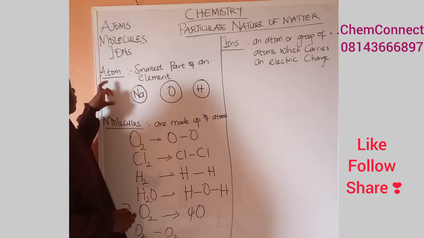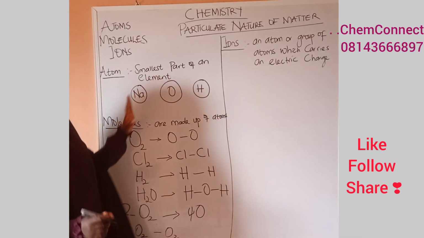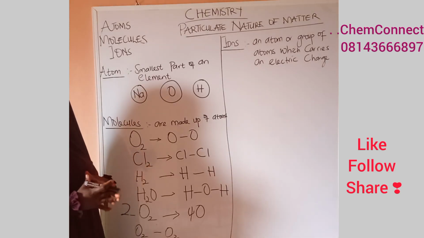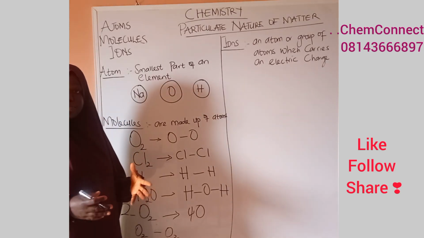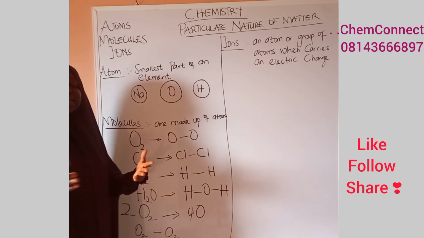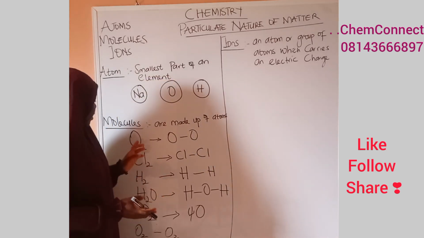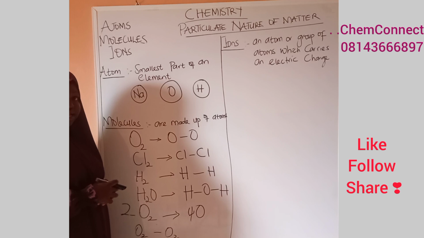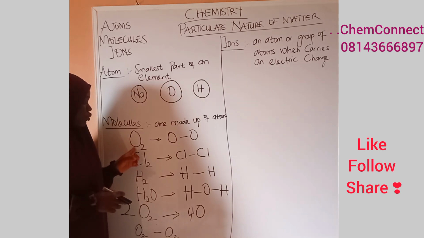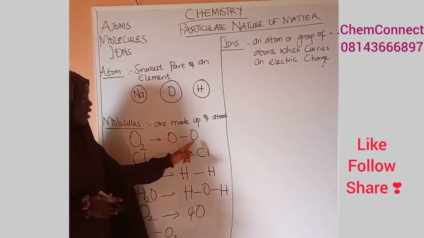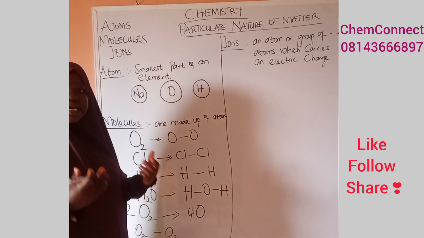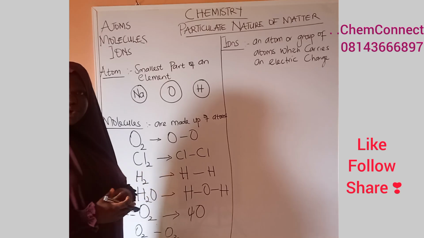Yes. So this is the difference between an atom, the smallest part of an element, and molecules, which are made up of atoms. So we can have a diatomic element. Diatomic means it has two atoms of an element. This one molecule of oxygen contains two atoms of oxygen. This means oxygen is diatomic. Do we understand that?